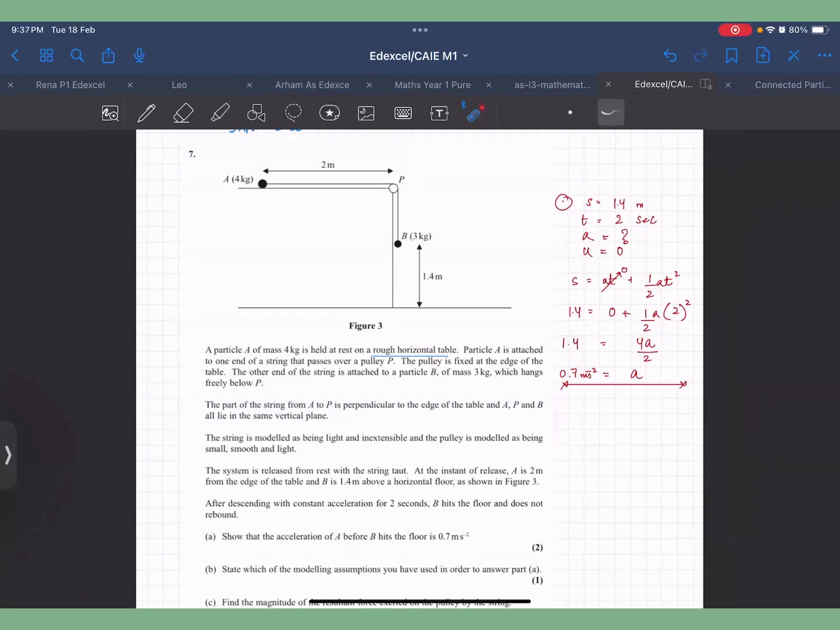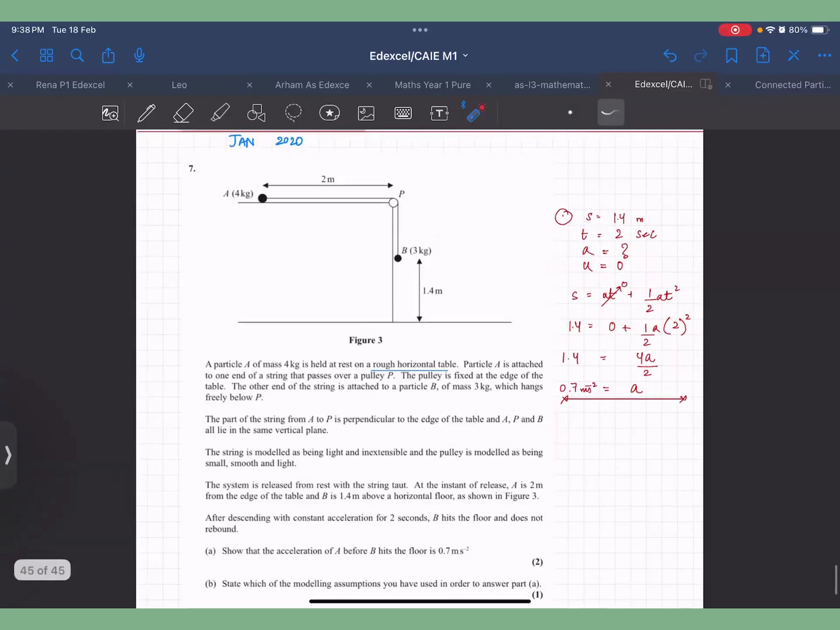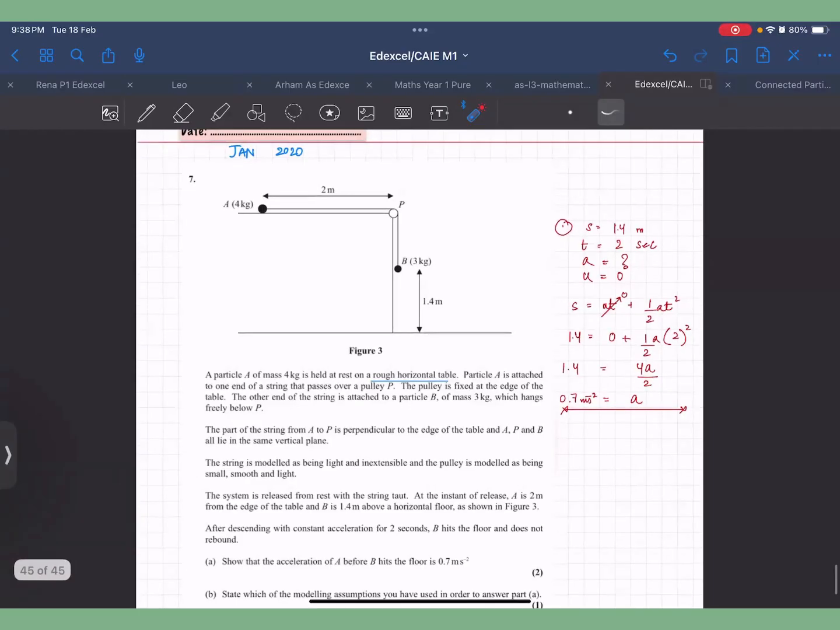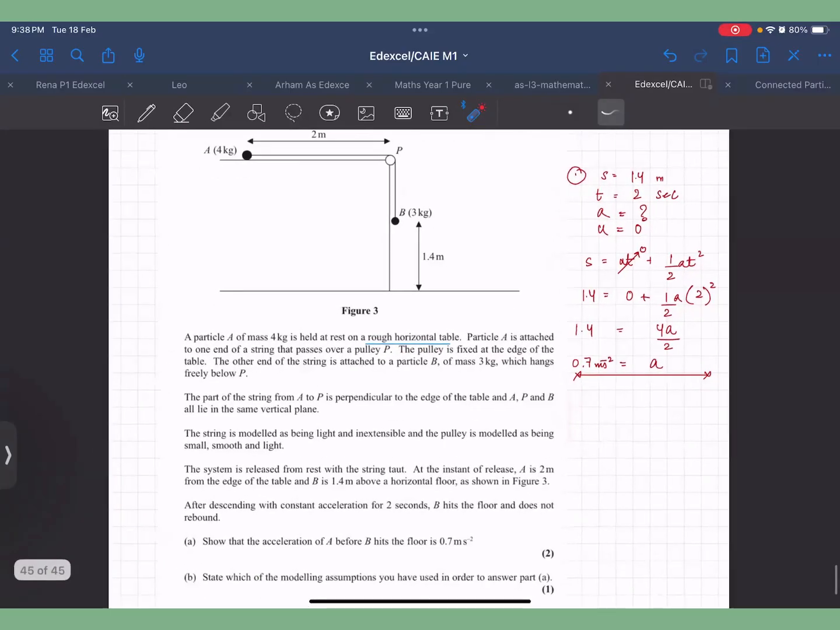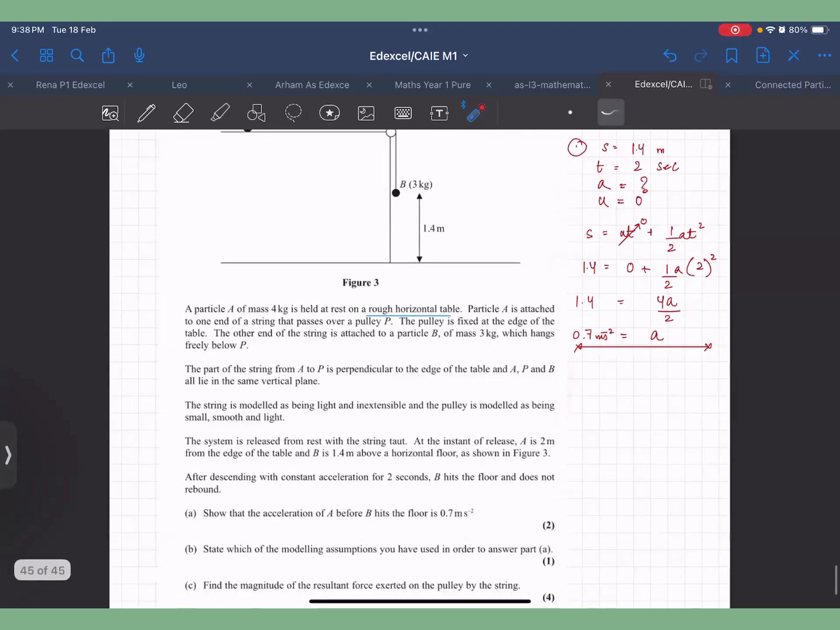Modeling assumption is that I think the acceleration is constant. This is the assumption whenever you use these equations of motion. We know that these are only applicable when your acceleration is constant. This is June 2020. There can be many assumptions as well: point particle, and it does not rebound. Okay, everything okay. Let's move on forward.